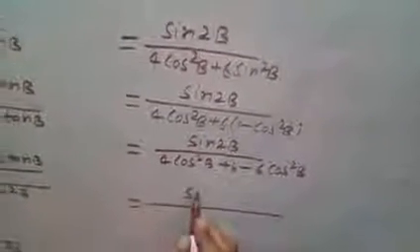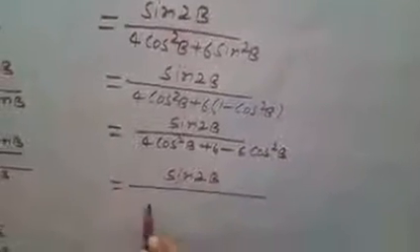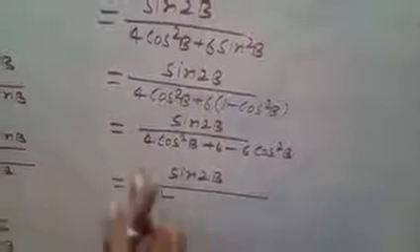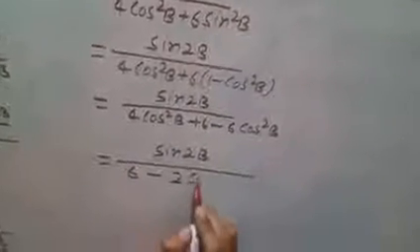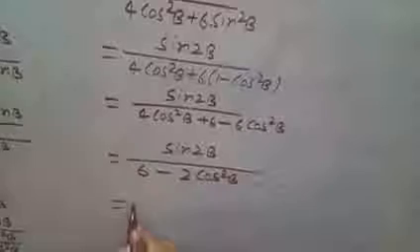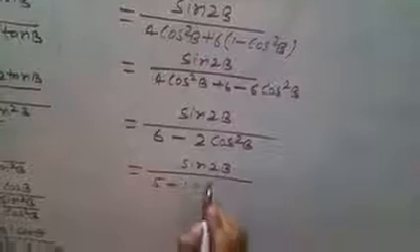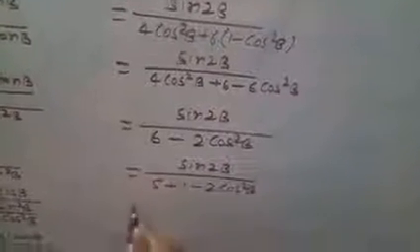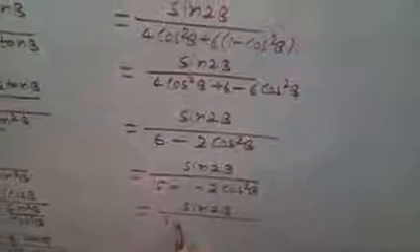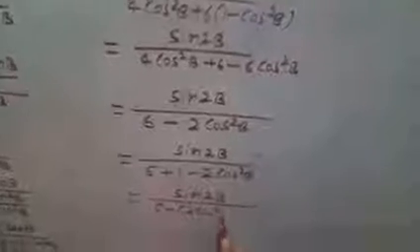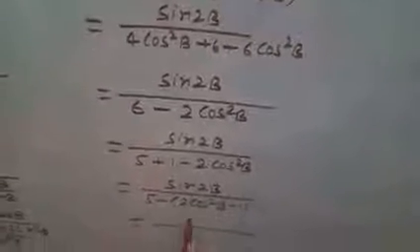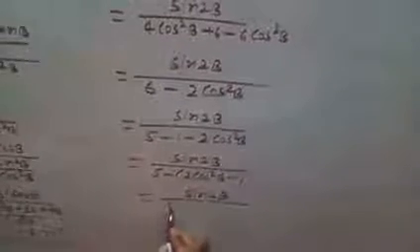So here sin 2B, now 4 cos square B minus 6 cos square B is minus 2 cos square B. Sin 2B, this 6 can be written as 5 plus 1, here minus 2 cos square B. Sin 2B, 5 plus, if we take minus as common, then 2 cos square B minus 1. So here sin 2B upon 5 minus, this is the formula of cos 2B, and this is our right hand side. This is what we needed to prove.